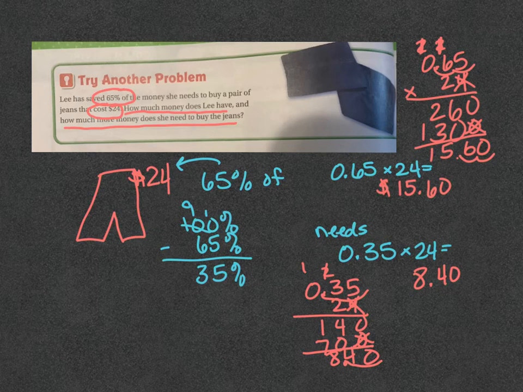So it better be that $15.60 plus $8.40 equals $24, or I've done something wrong. So just a quick double check. We can add that super fast. 8, 9, 10, 11, 12, 13, 14, and hooray, it checks out. It's a total of $24. She has $15.60. She needs $8.40.